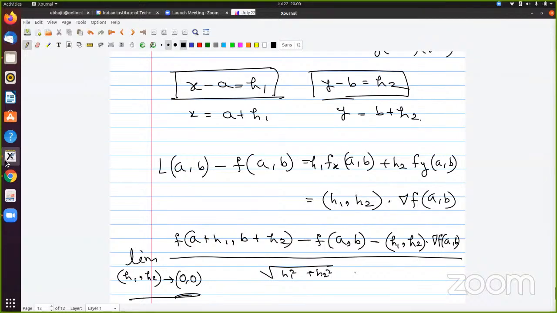But you have to check continuity, no? Yeah, that's my point. Sometimes it is easier to check continuity directly without using this gradient and all this.